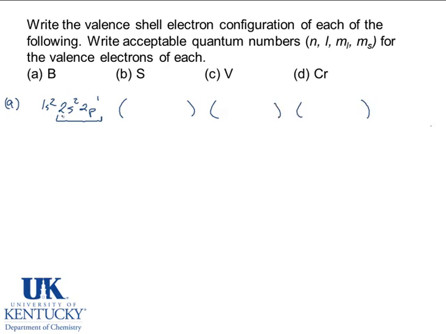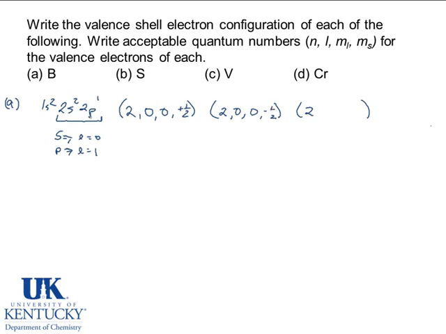The first number tells me n. The 2 right here is the n, so we have a 2 for each one of those. The S is a subshell, and an S gives us an L equal to 0, a P gives us an L equal to 1. So for these 2 electrons, they're both in the 0 subshell. They are both in the same orbital. One spins in the positive 1/2 direction and the other one in the opposite direction.